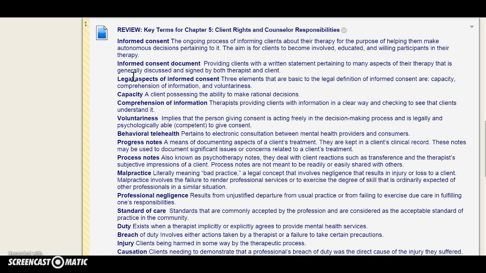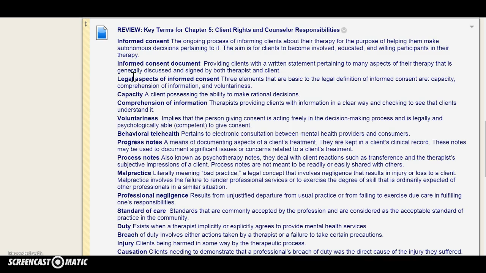The APA has laid out guidelines for this. I'm trying to find it here. Yeah, it's actually in the beginning of your chapter. The American Psychological Association has laid out some specific areas that need to be covered in an informed consent document. So take a look at that because it is important.